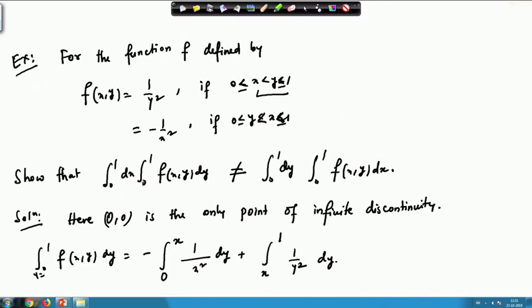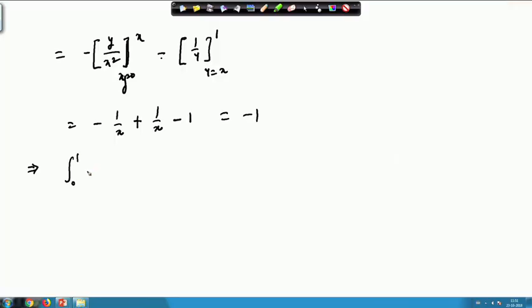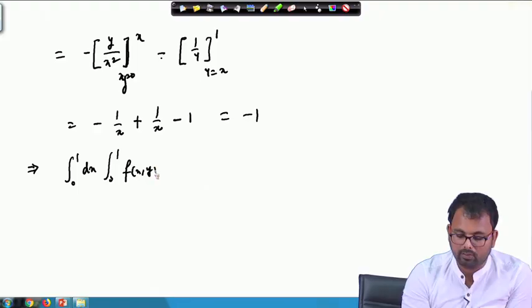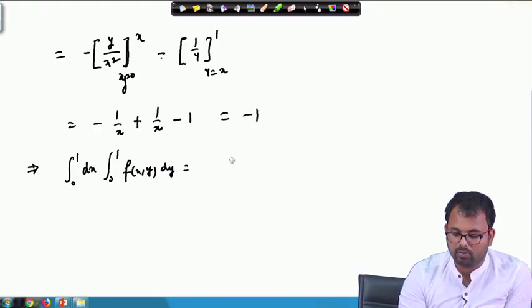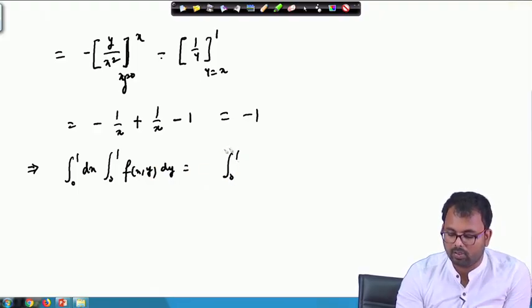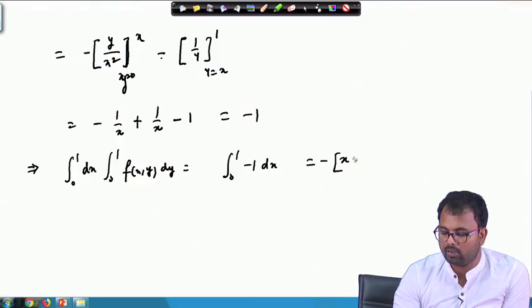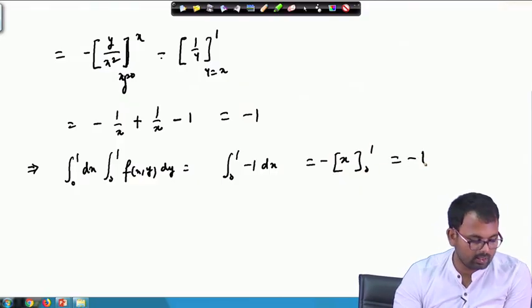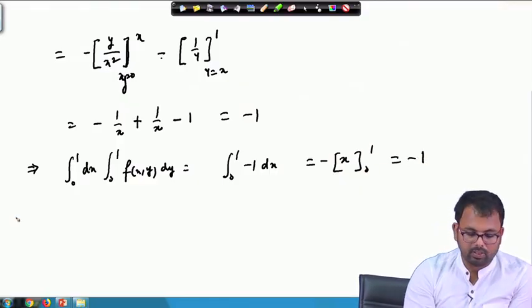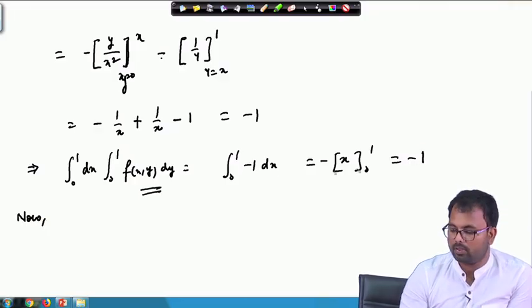Therefore, if I want to evaluate the left hand side, integral from 0 to 1 dx of integral from 0 to 1 f(x,y) dy equals integral from 0 to 1 of minus 1 times dx. This is minus x from 0 to 1, so this is basically minus 1. So we have found the value as minus 1.